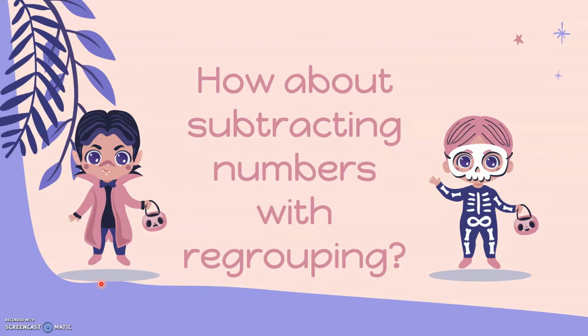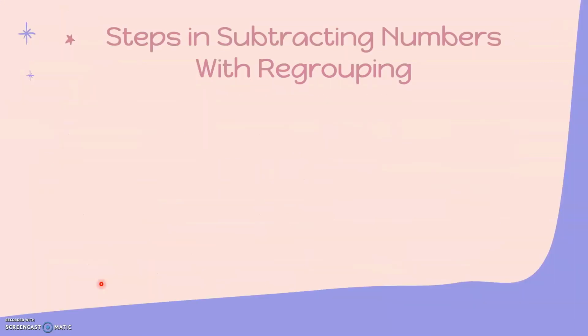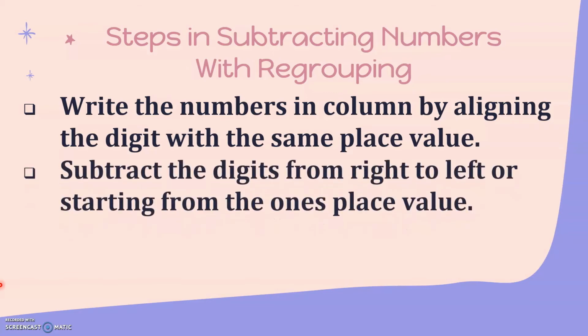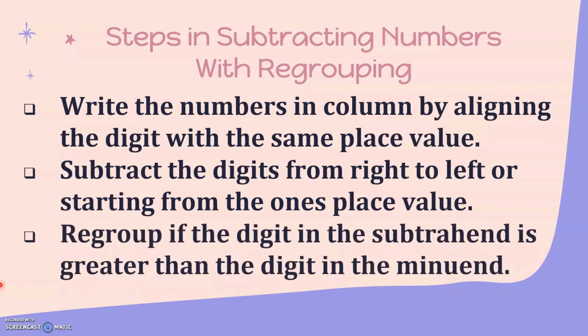Okay? But how about subtracting numbers with regrouping? Do you have any idea how to subtract numbers with regrouping? Okay, so let's see the steps in subtracting numbers with regrouping. First, write the numbers in column by aligning the digit with the same place value. Then, we will subtract the digits from right to left or starting from one's place value. And also, we will regroup if the digit in the subtrahend is greater than the digit in the minuend.